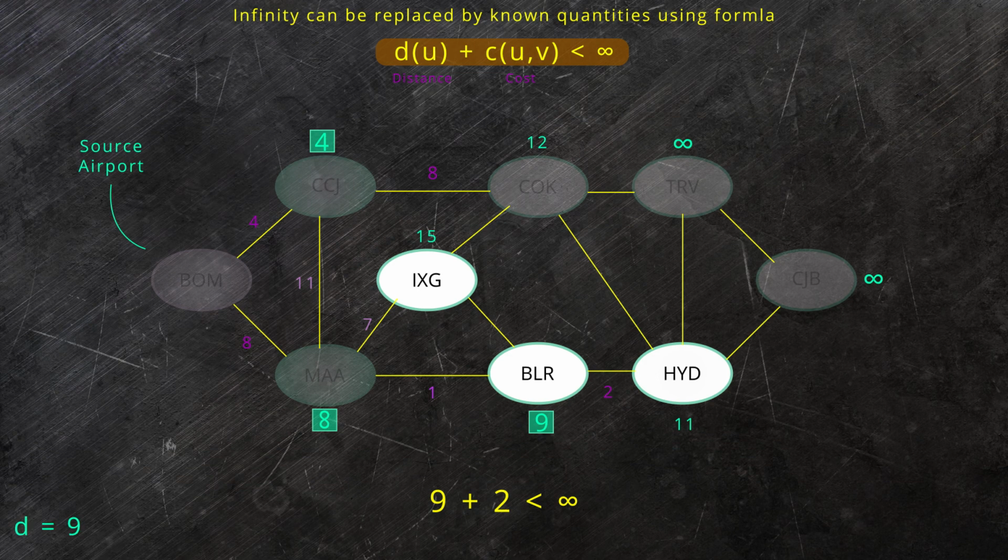Now look at the second, that is BLR to IXC. The cost of BLR is 9 and the cost of BLR to IXC is 6. So 9 plus 6, that is 15. It is already 15, so we will not apply. We will not update IXC because it is already 15. So now this airport BLR also will be selected.